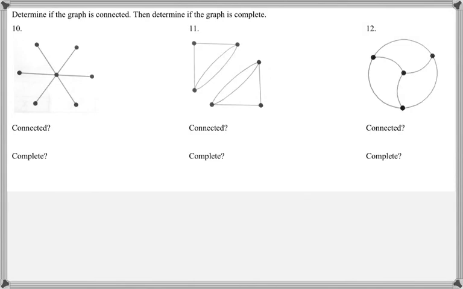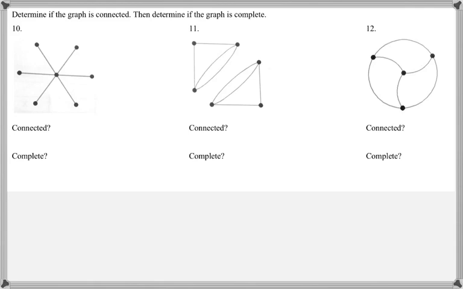The first ones that we're going to be looking at are connected and complete. So connected means that you can travel from any vertex to any other vertex by some kind of path. Whereas a complete graph means that there's an edge between each pair of vertices. So each vertex is directly connected to every other vertex.